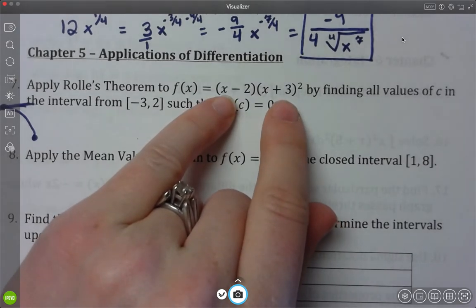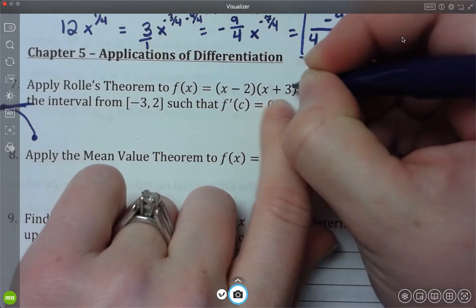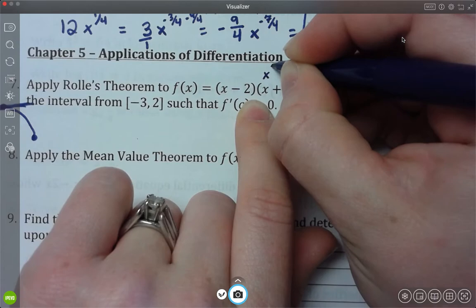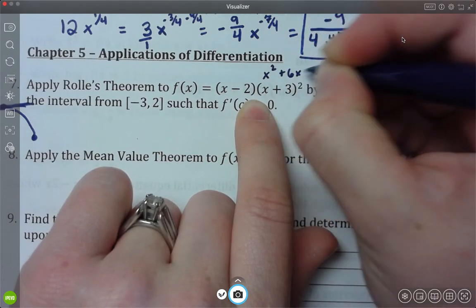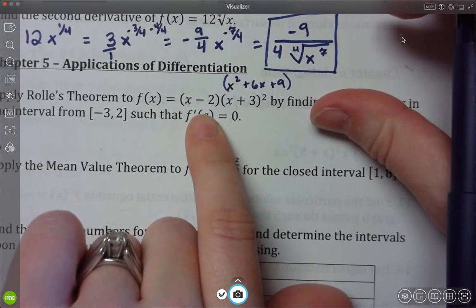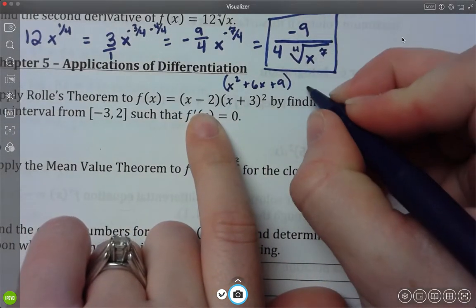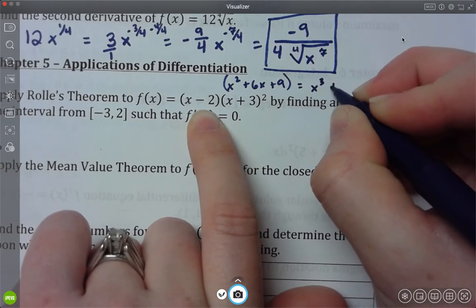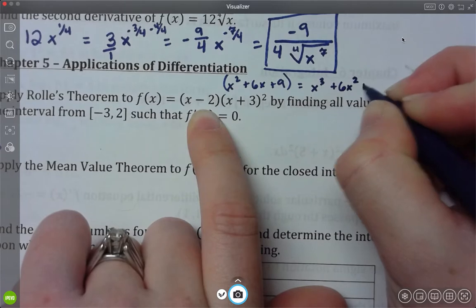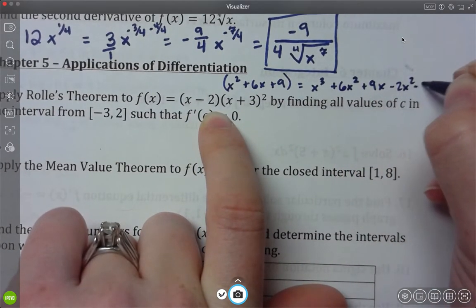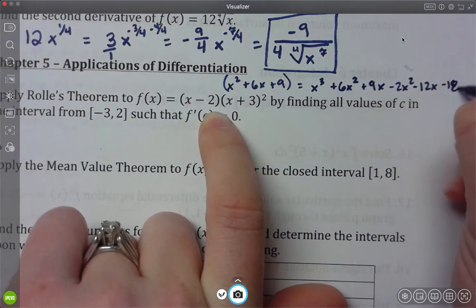Okay, so let's go ahead. I want to multiply this out. So (x plus 3) squared, if I distribute or FOIL it out, will be x squared plus 6x plus 9. And then I'm going to multiply it by the x minus 2, so that is x cubed plus 6x squared plus 9x minus 2x squared minus 12x minus 18. That's what it is.